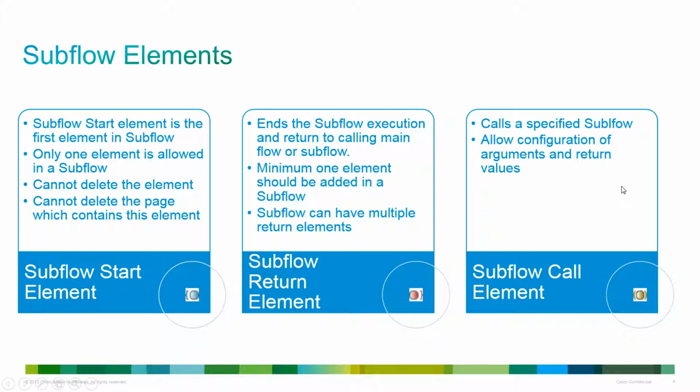The subflow call element is the element that is used to invoke the subflow. On execution of this element, the execution will jump to the subflow start element. Then the subflow execution continues. On completion of subflow execution, that is when it encounters a subflow return element, the control will be returned back to the place where the subflow is invoked.